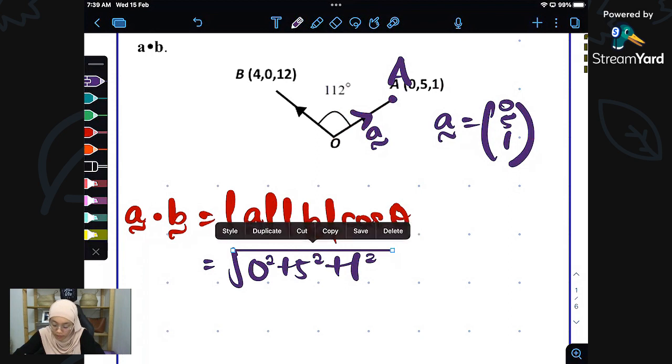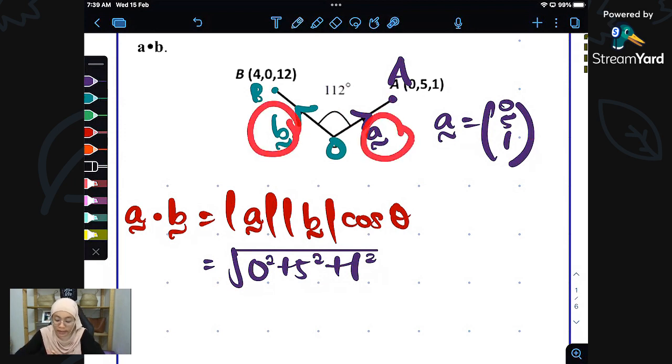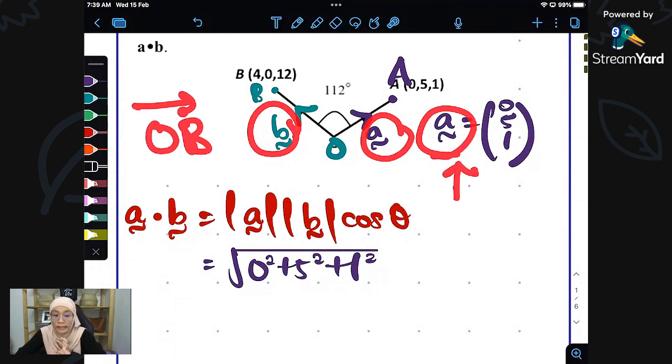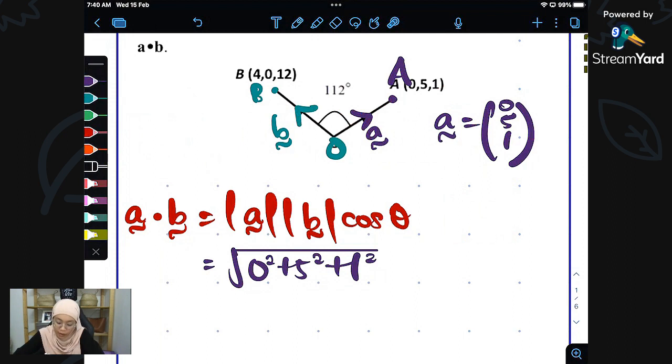And then the other vector is the B vector. This is the small b vector. Capital letters are for the point itself, from the origin. So just remember that we will always use the small letter. Or if you want to use the capital letter, you can, but make sure you put an arrow above it, OB, and the same for OA. Make sure you write it down nicely if you want to use that. Its magnitude of the vector B is just 4 squared plus 0 squared plus 12 squared.